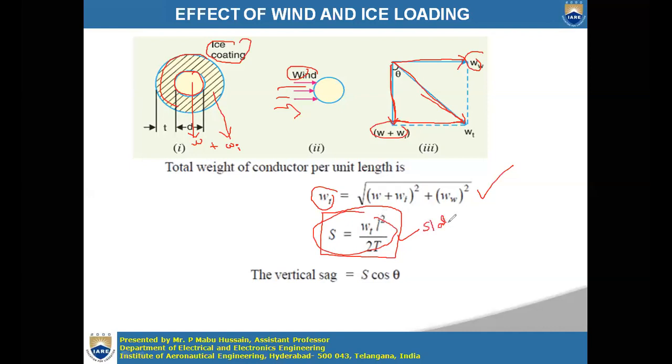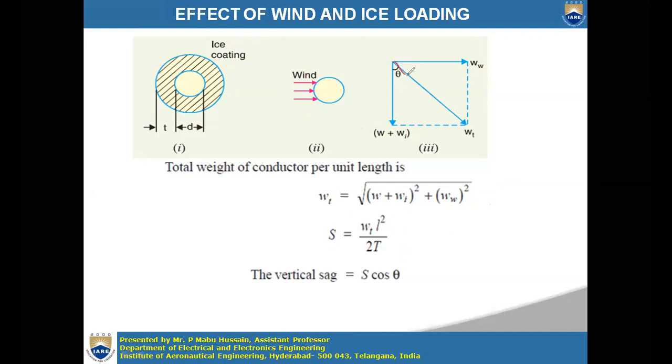Why is this called slant sag? If you take all the wind, ice coating, and weight of the conductor into consideration, the total weight will be in this way. That means it is making an angle of theta to the vertical. This is the slant weight. The weight is in this direction, not in the vertical direction. So this total weight is making an angle theta to the vertical. When you take this weight and calculate the sag, that sag is called the slant sag.